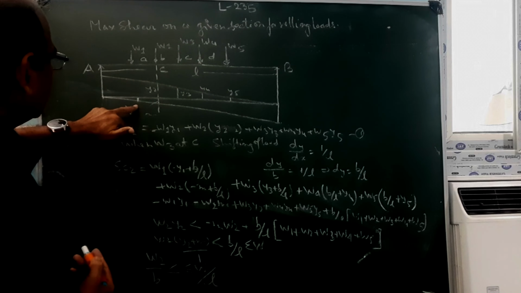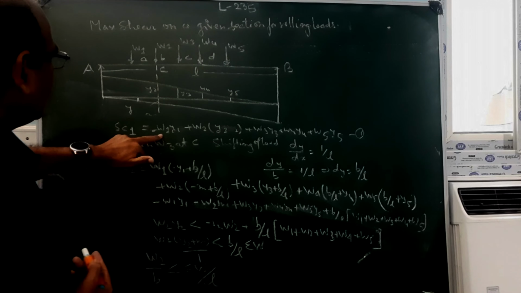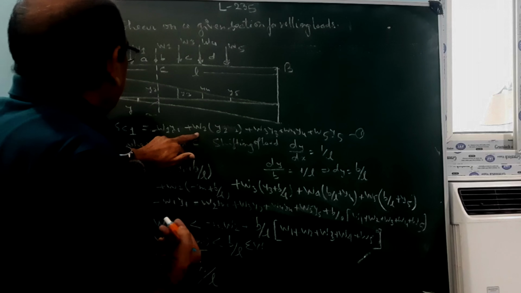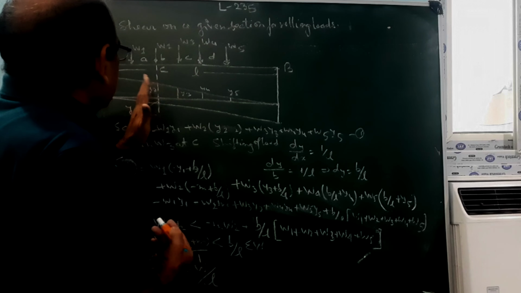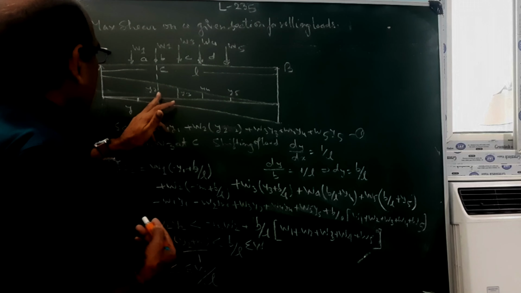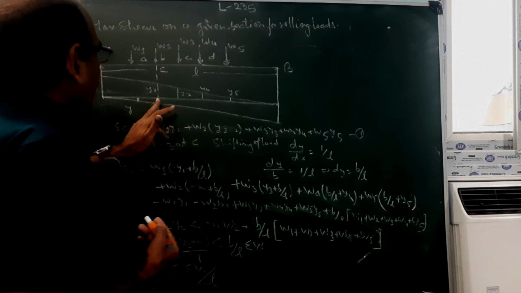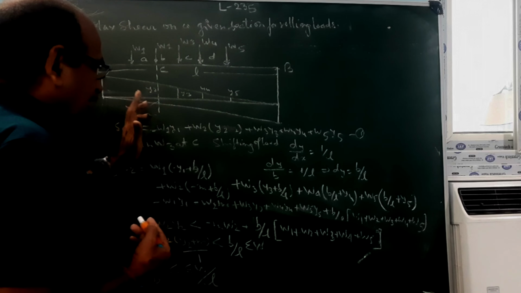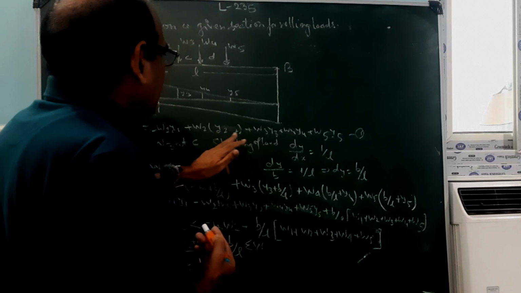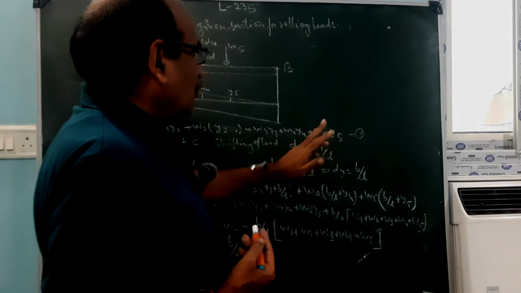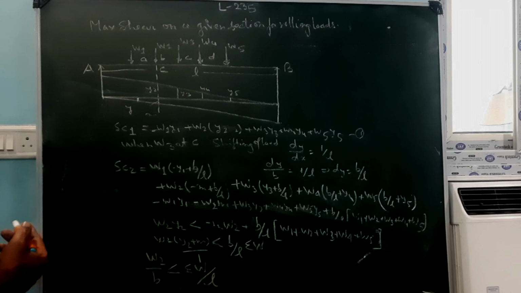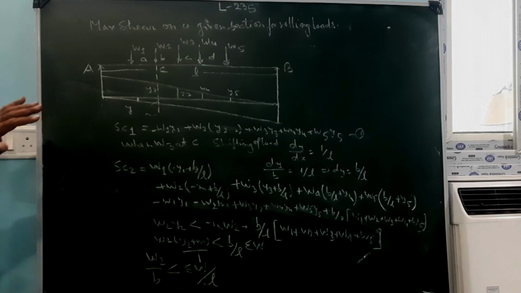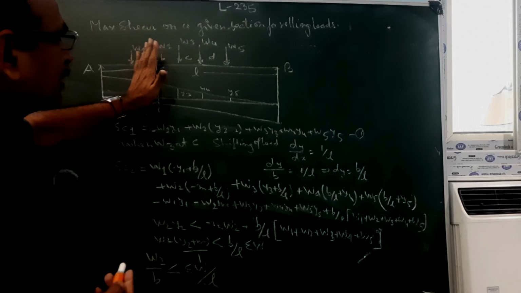W1 is multiplied by minus Y1, and W2 will be multiplied by Y2, because this portion is not coming, only Y2, which is just right of this. So this is W2Y2 plus W3Y3 and so on. This is case 1. This is SC1 when the load W2 is just right of C.